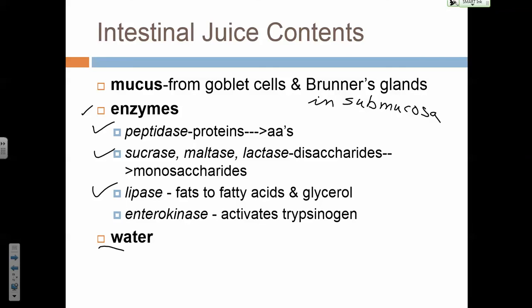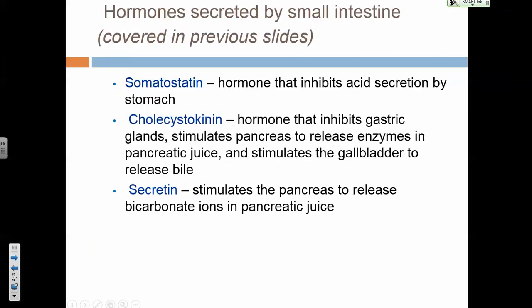All right, and then enterokinase, we already named. That's the chemical that activates trypsinogen that's coming in with pancreatic juice. Okay. And then there's hormones. Oh, look, there's cholecystokinin again. But these hormones, this is just sort of a repeat of what you've already learned about hormones. It's just a little review.